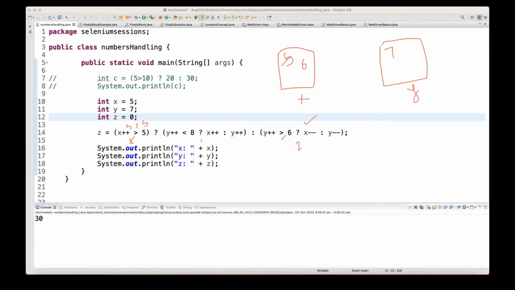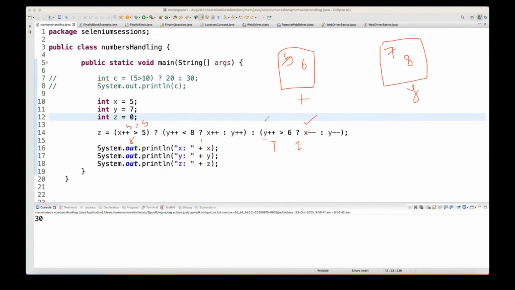Now in part number 2, what I have written is y++. Again, get the first value of y. So what is the first value? It is 7, and then increase the value of y in the memory. So immediately y will become 8 over here. But in the expression, it has already taken 7. If I would have written ++y, then it would take 8, but I have written y++.